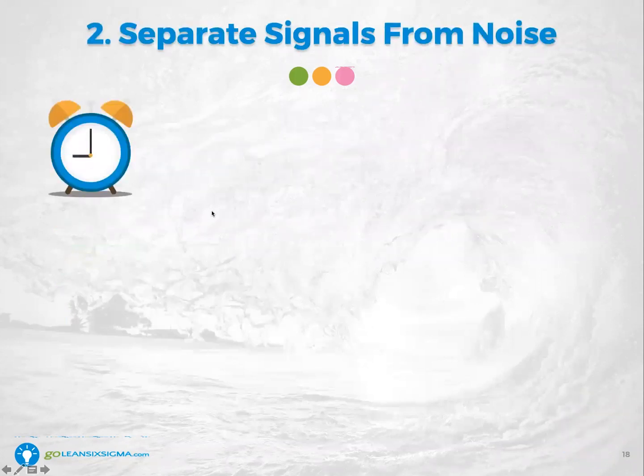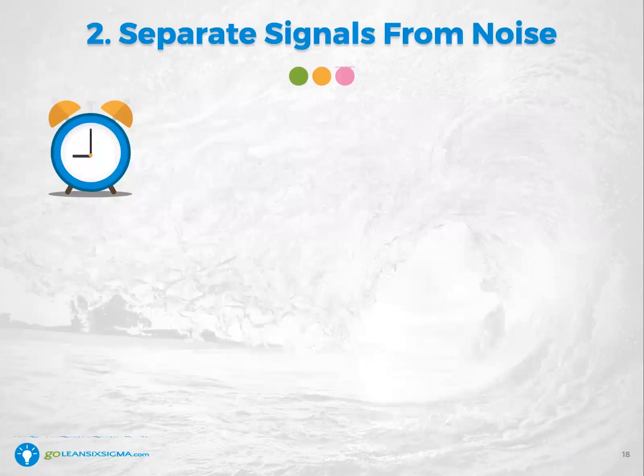Okay, next piece is separating signals from noise. So the second reason it's important to use control charts is that they help us separate what we call signals from noise in your process. So let's take a look at an example of both of these.